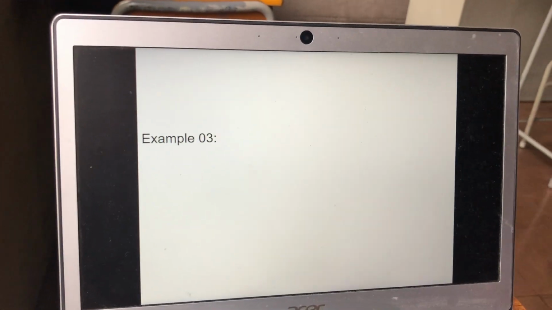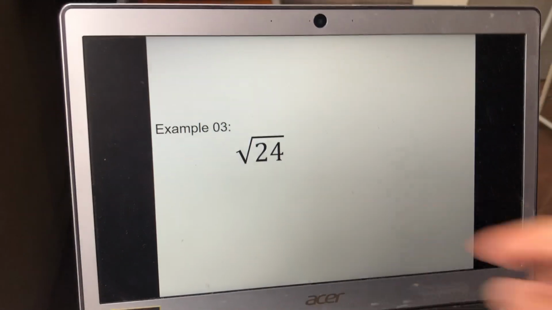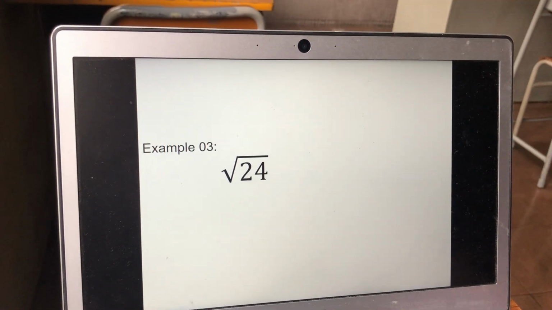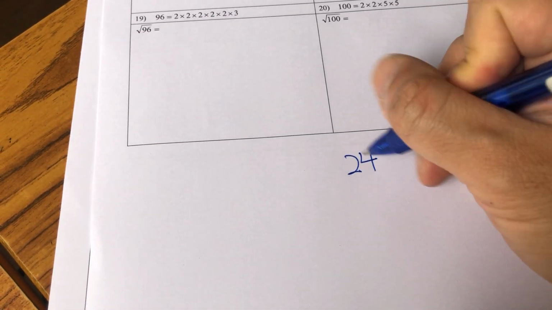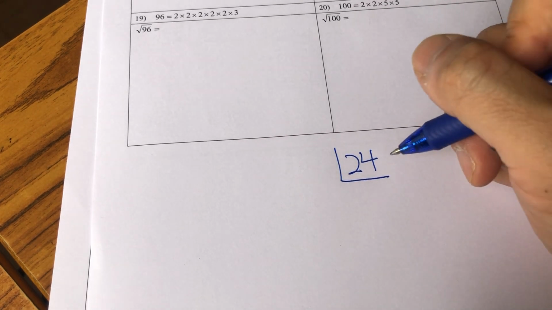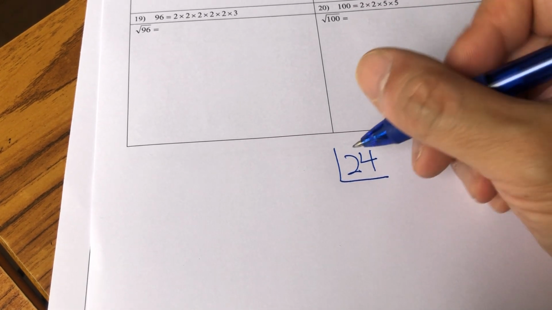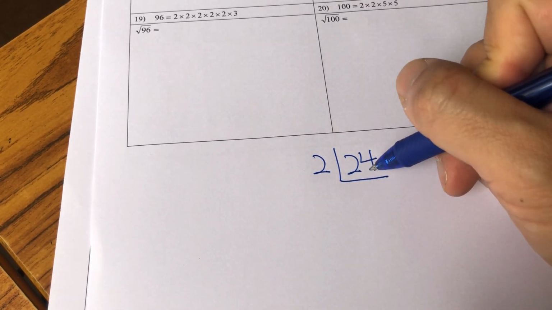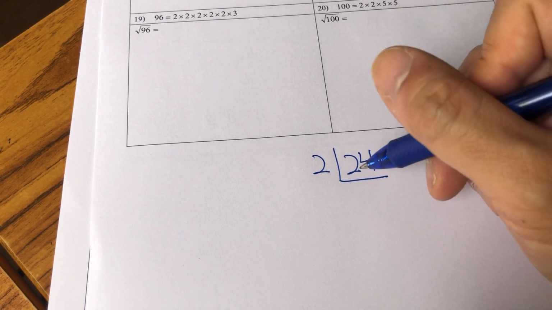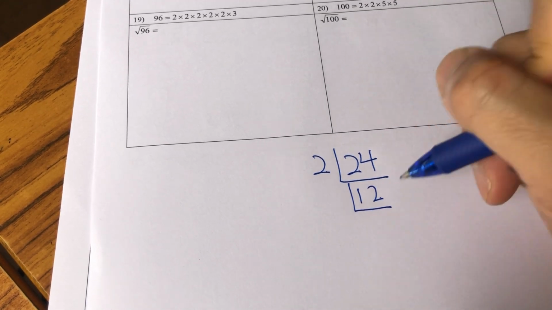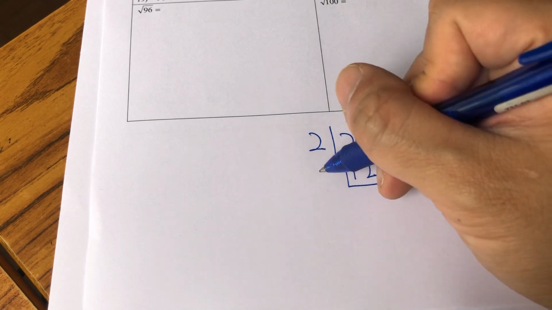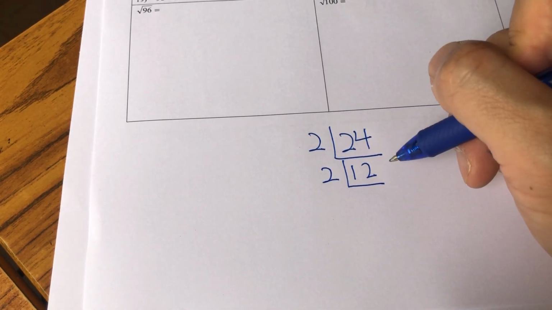All right, the next one, we're going to do square root of 24. So, let's do this. 24, we have to break it down using short division. What number should I use first? Of course 2, because it is an even number. So 24 divided by 2 becomes 12. And then 12 is also an even number. You should continue to use 2.